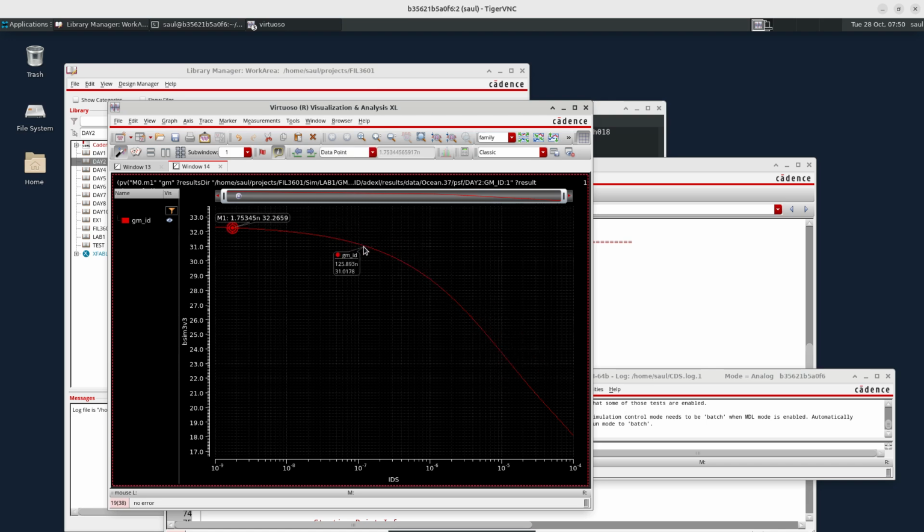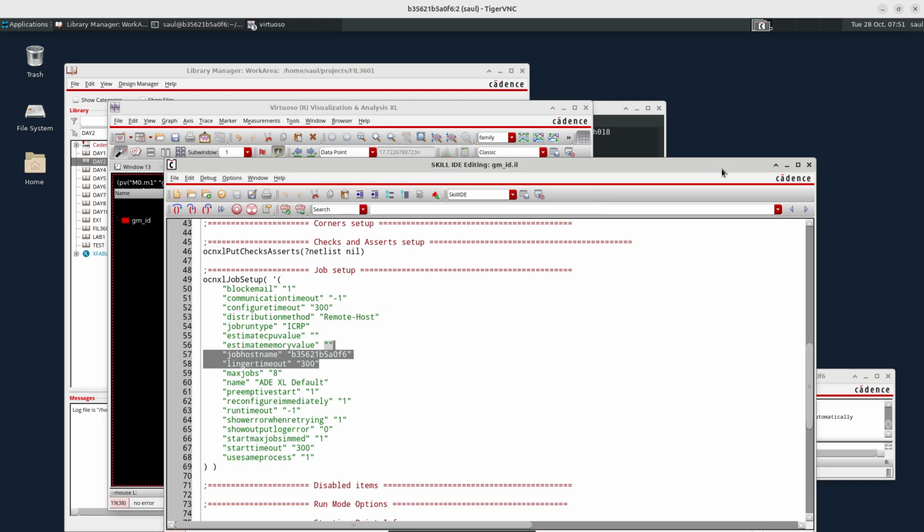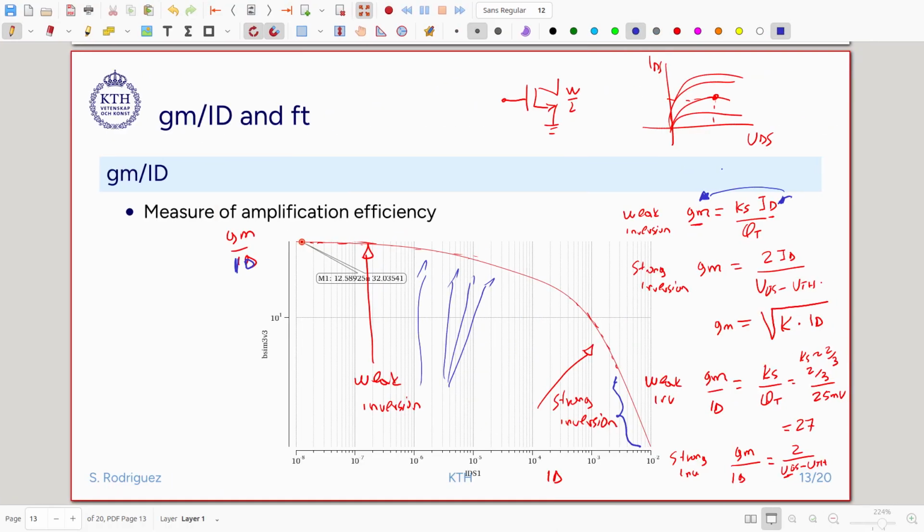That will change if I change the dimension of the transistor. If I put a larger width of the transistor, width divided by length, this curve will move to the left. If I make the transistor smaller, it will move to the right. So this curve is very interesting because it allows us to see the efficiency that I have of transconductance with respect to the current that I put to bias. Okay, so this is one of the parameters that I will be pretty much interested in.